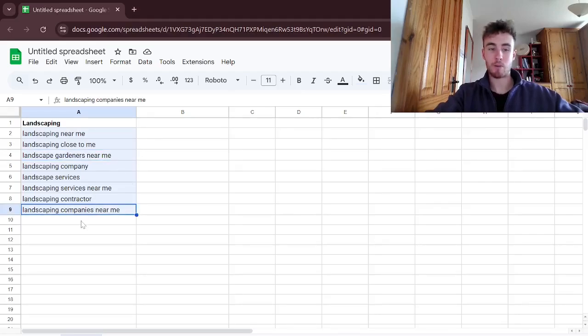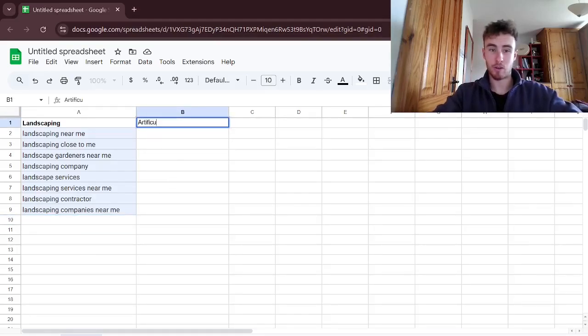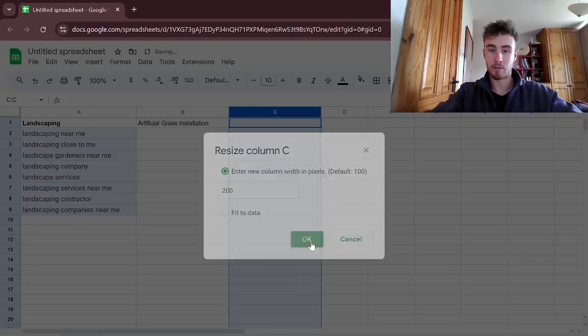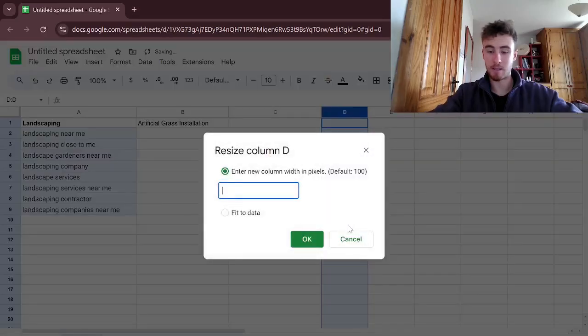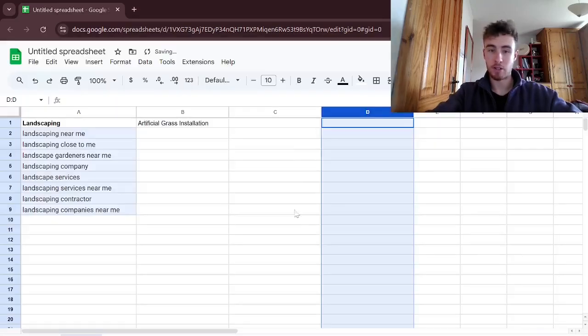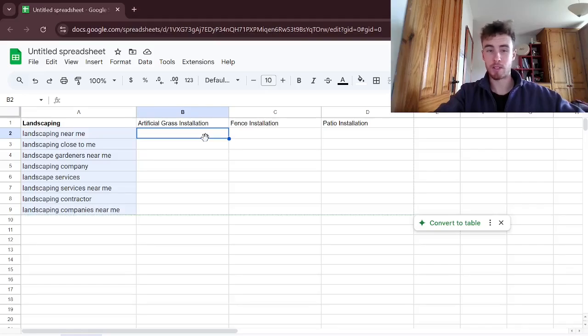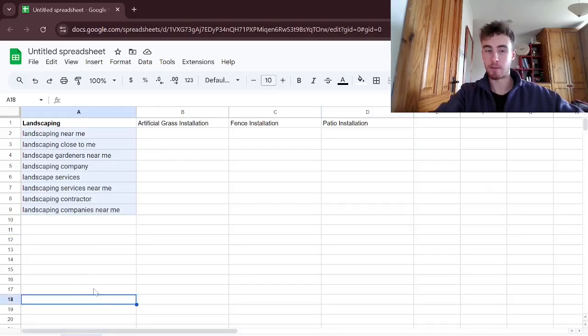And if we did the keyword research in full for this campaign, if you offer other landscaping services, for example, artificial grass installation, or other services, for example, fence installation, patio installation, we'll add these in here as well. When you're doing your initial keyword research at the beginning, you would have already thought of what actual services you want to appear for. So if these were the different services you want to appear for, then you would already have a list of keywords here that you want to add.